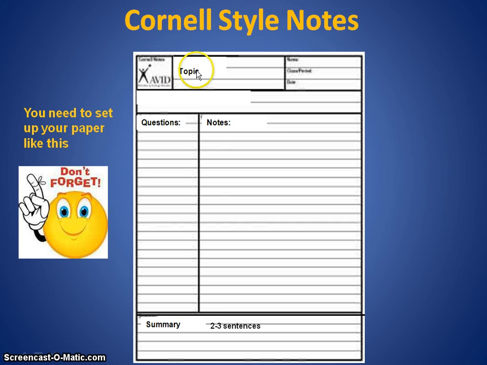You're supposed to have your topic, name, class period, date. The questions that I'm going to give you in a moment, they're going to go right here on the left-hand column. On the right side, this is where you're going to take your notes. Afterwards, you are to complete 2 to 3 sentences summarizing what you just learned. You need to set your paper up like this. Go ahead and pause the video, and I want you to do that now, because the next slide, you're going to have to write down your questions. So pause the video now.